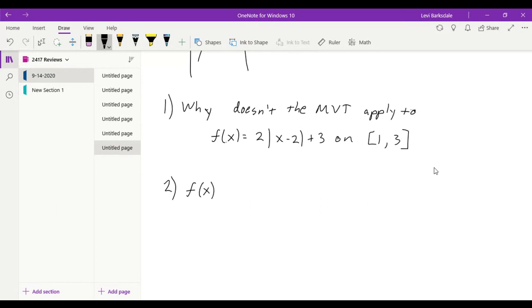And our second practice question is going to be the function f of x equals x squared minus 4x plus 3 on the interval 1 to 5. All right, go ahead and try those out.